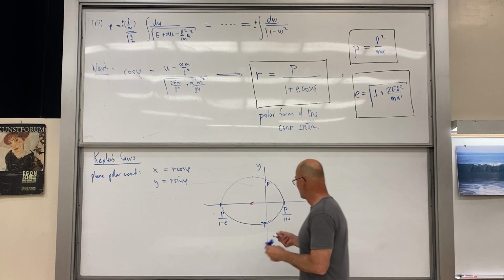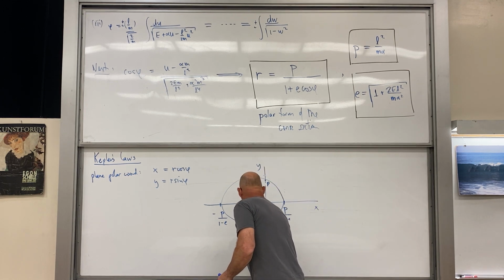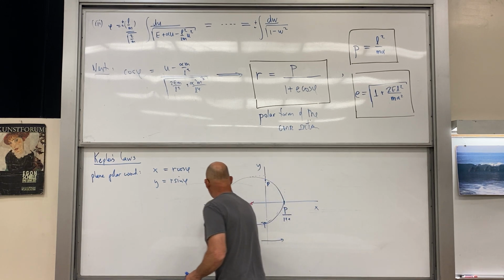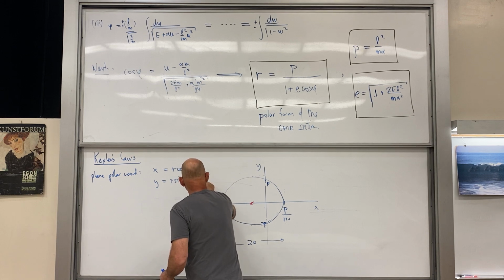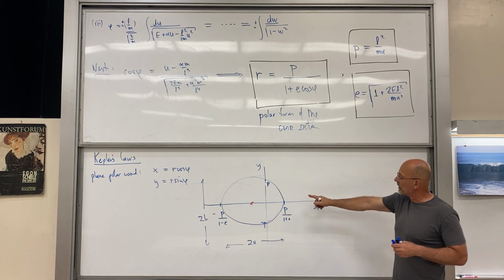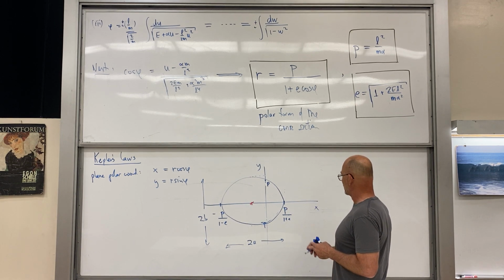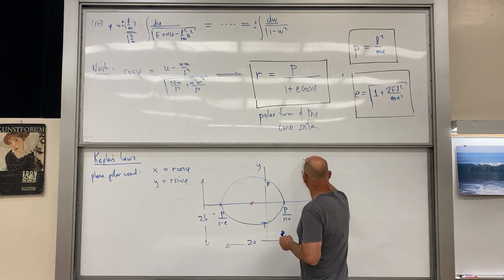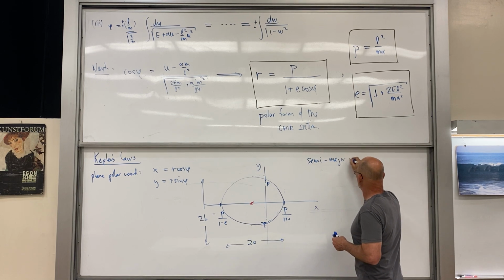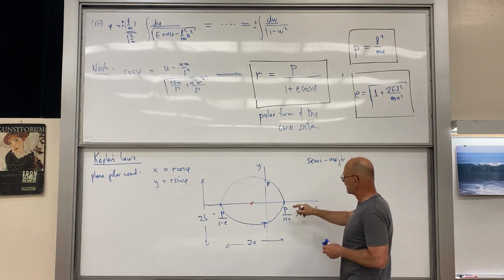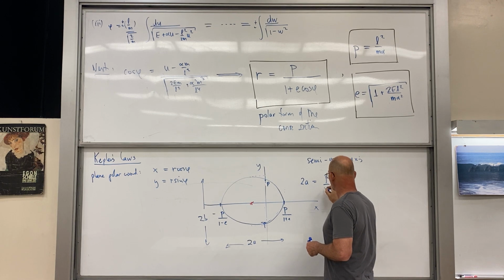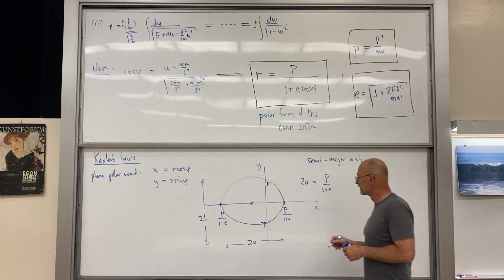But so far, we're recognizing that we could have our semi-major axis here and our semi-minor axis right here. And as far as the semi-major axis goes, what will that be? So for the semi-major axis, we'll have 2a is equal to p over 1 plus e.